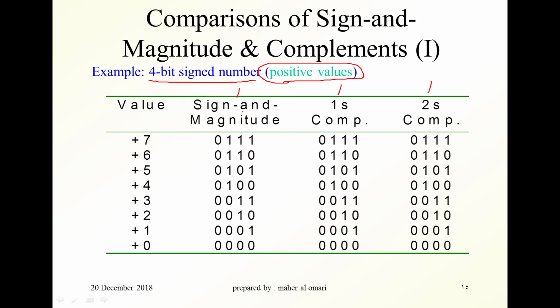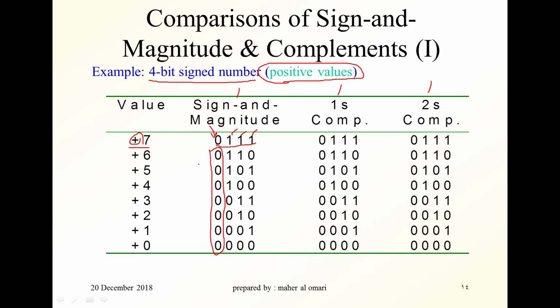In sign magnitude notation, the plus 7 is 0, 1, 1, 1. You notice that the first bit here is 0 to indicate that this is a positive number. And this goes for all the rest of the numbers. The value of 111 is actually 7. This is a 1, this is a 2, this is a 4. Add them together, you come up with 7.